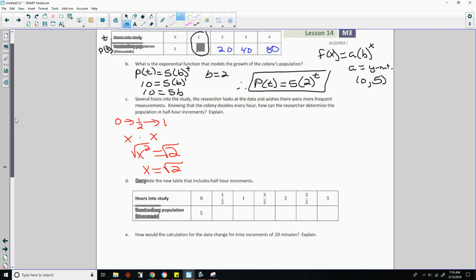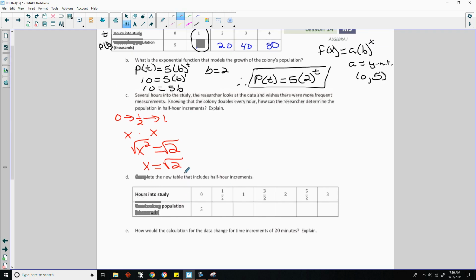Part D. Complete the new table that includes half-hour increments. So here it is. Now we want to complete the table. Well, we already know that 1 is 10, and 2 is 20, and 3 is 40. I got that from the table up here. Doubling every hour. So I already know those are 10, 20, 40.